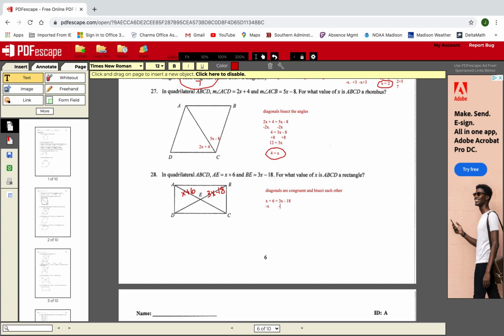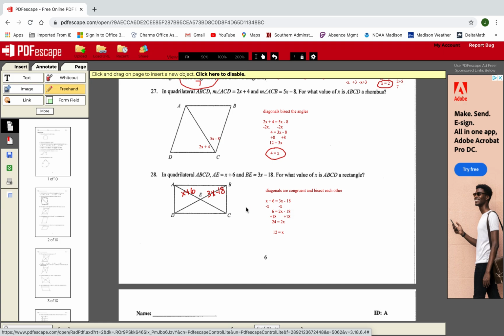Subtract x from both sides. The left side leaves me with 6. The right side leaves me with 2x minus 18. Next step would be to add 18 to both sides, which gives me 24 equals 2x. And dividing both sides by 2 gives me that x equals 12. All right.